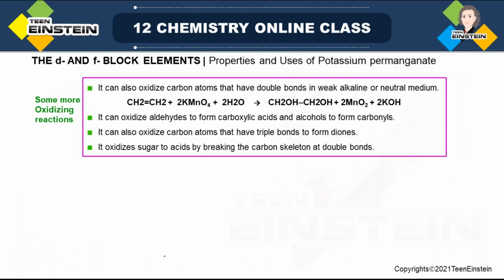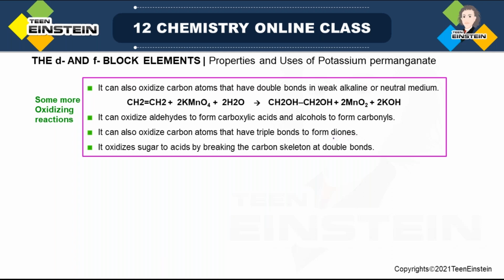Now some more oxidizing actions of MnO4- we will see. Any doubt? No, ma'am. Okay, these examples you will basically find in organic chemistry.